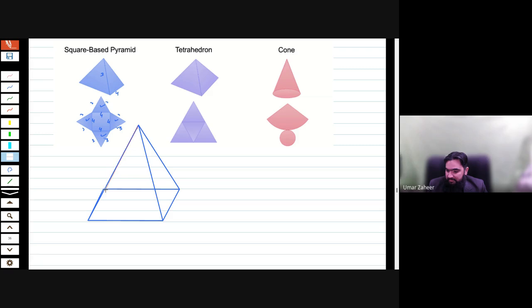But in this one, the difference is it is not a square base. It is a rectangular base. For example, if it is X, then it is Y. Or it is A, then it is B. And this is the height of the rectangle. And that obviously will be the midpoint.